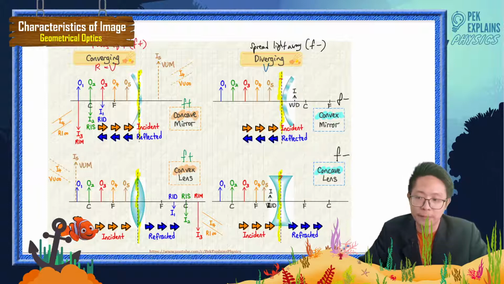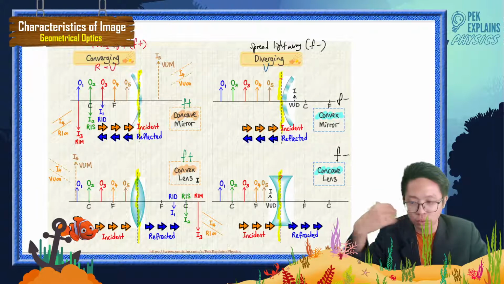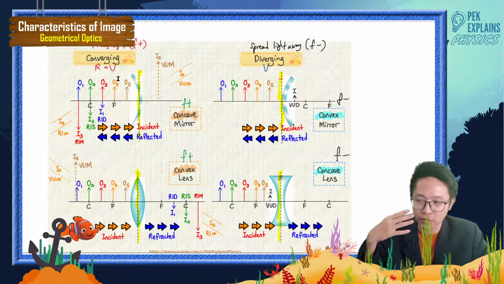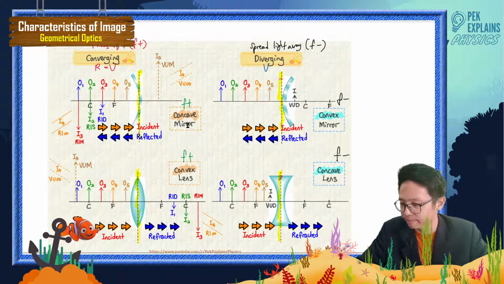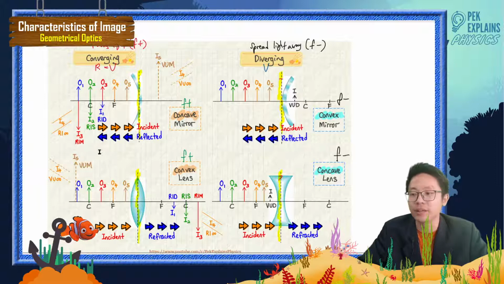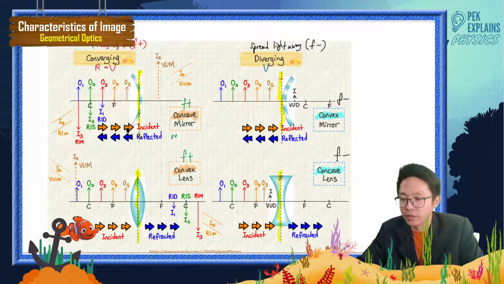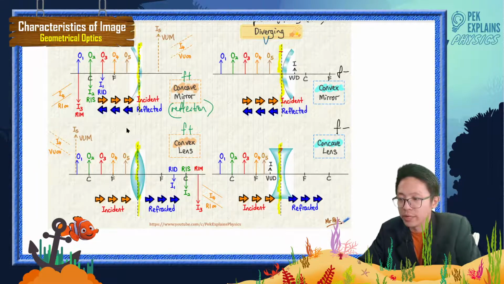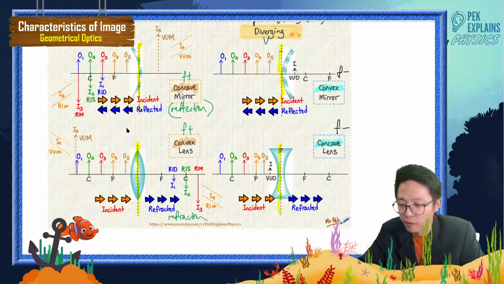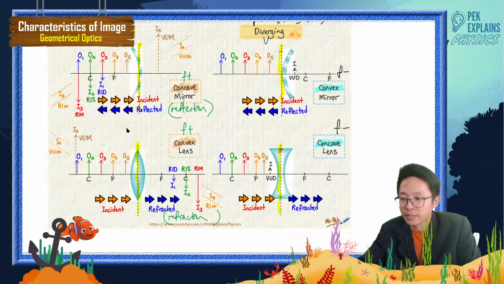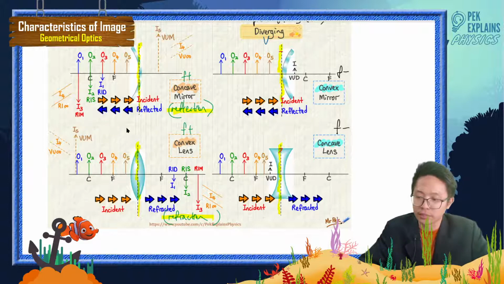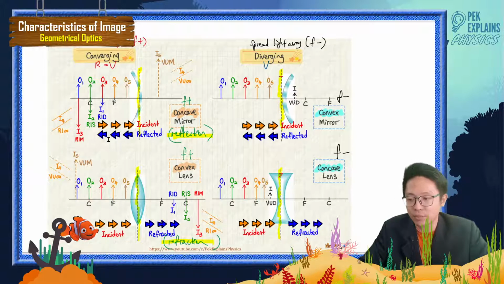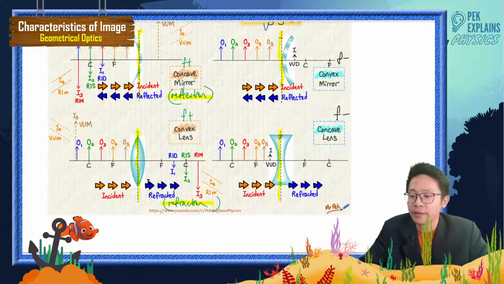The difference between mirror and lens is, let's look at the converging first. The concave mirror and convex lens, the difference is, of course, that this is reflection and this one is refraction. That's why it's different. Reflection means the light cannot pass through. The reflected ray is over here. Refraction means the light goes to the other side.